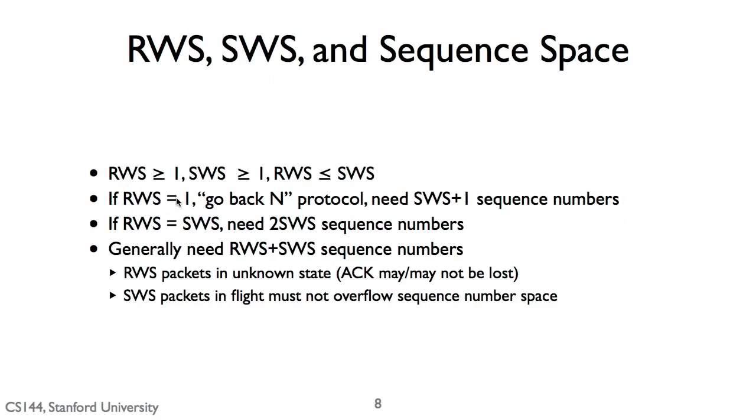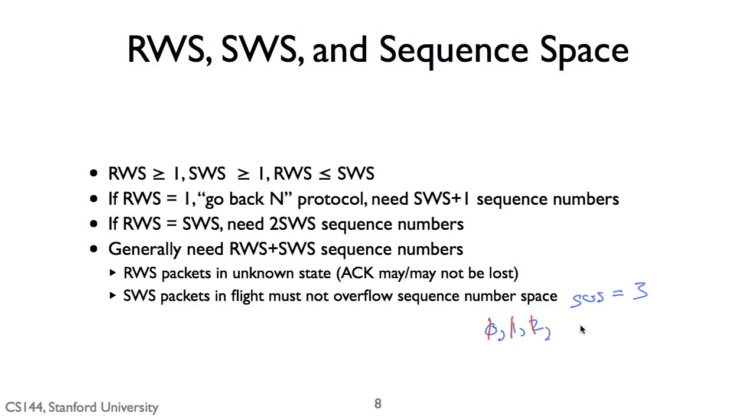Well, let's say we have a receive window of size 1 and a sending window that's larger than 1. Well, in this case, we're going to need sending window size plus 1 sequence numbers. So what does this protocol look like? Well, let's say the send window size is equal to 3. So the sender sends 0, 1, and 2. And let's say those are all acknowledged. And so the receiver acknowledges 0 and acknowledges 1 and acknowledges 2.